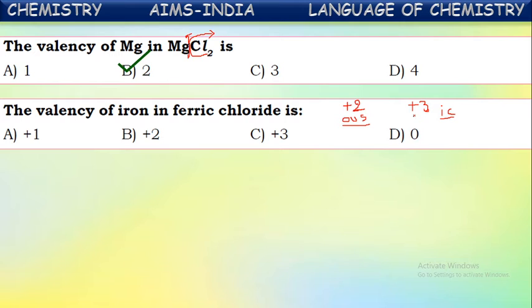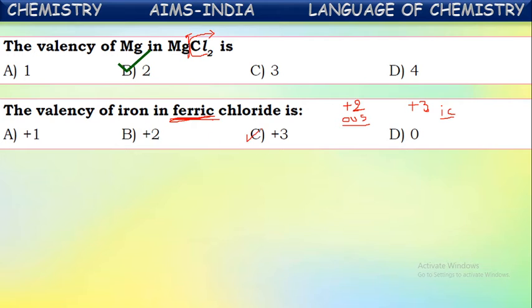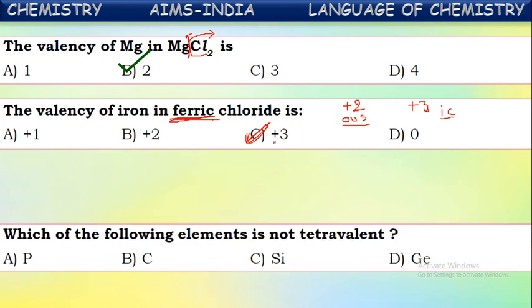Now, iron can exhibit two valencies, plus 2 and plus 3. The ion with plus 2 charge is mentioned as ferrous, and the ion with plus 3 valence is mentioned as ferric. Now they're asking about the valency of iron in ferric chloride. This ferric represents the ion of iron with higher valency. The higher valency of iron is 3. So the valency of iron in this compound is 3. Ferric chloride means the chloride of iron in which the valency of iron is 3. Okay, let us go to next question.